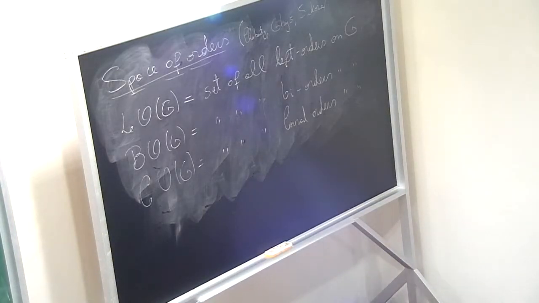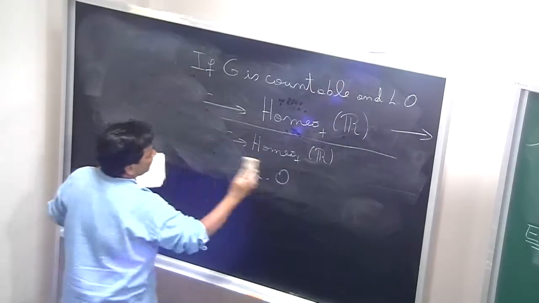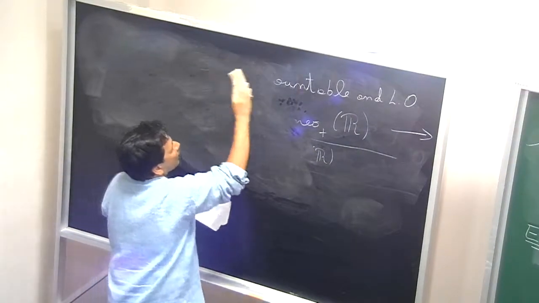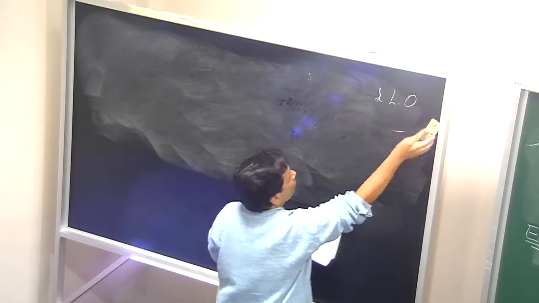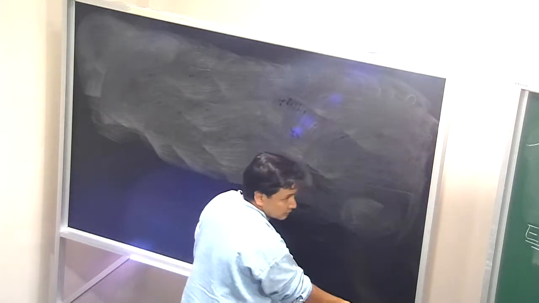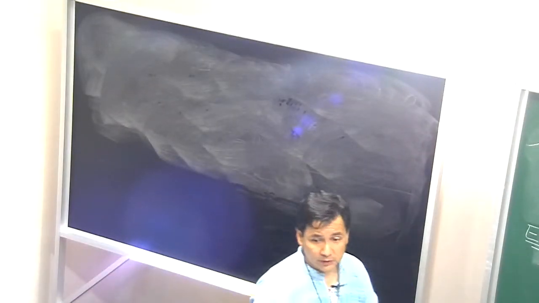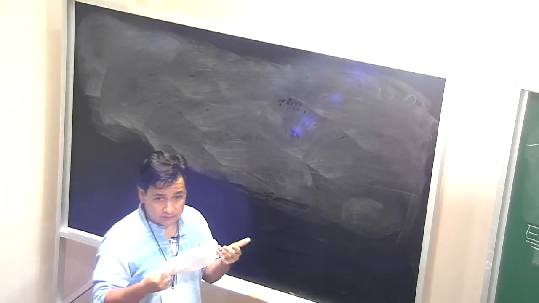But the natural thing to do is to put some topology, some structure in this space. Okay? And there is a natural topology in the space of orders, which is the Chabauty topology. Okay? What is the Chabauty topology? Okay, I will give the definition.